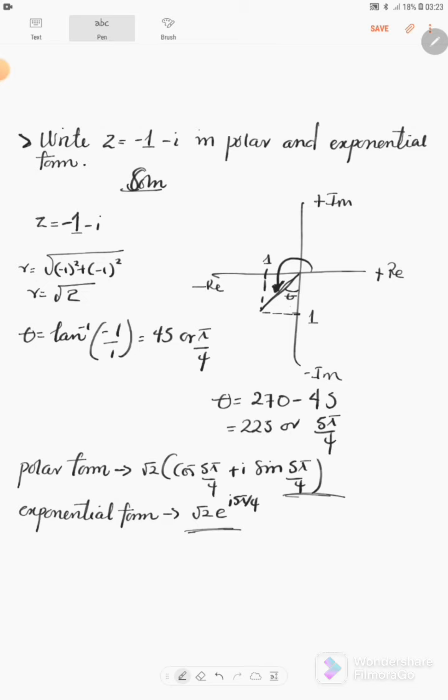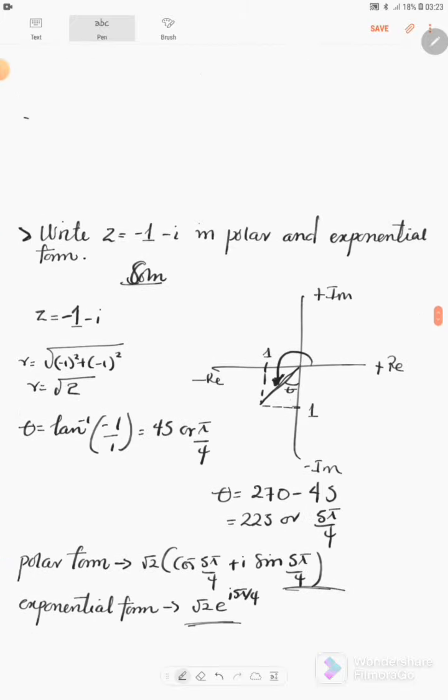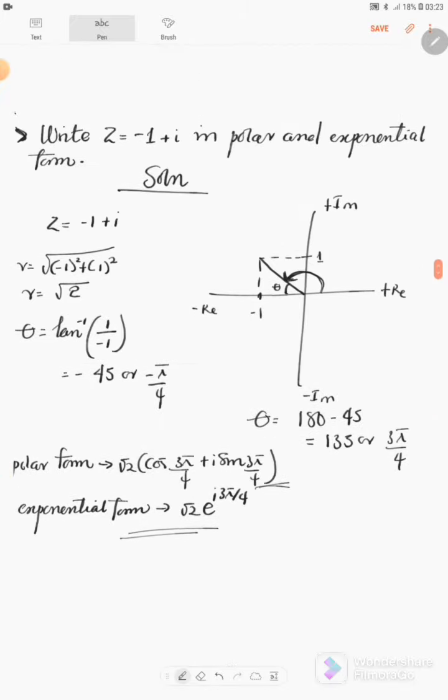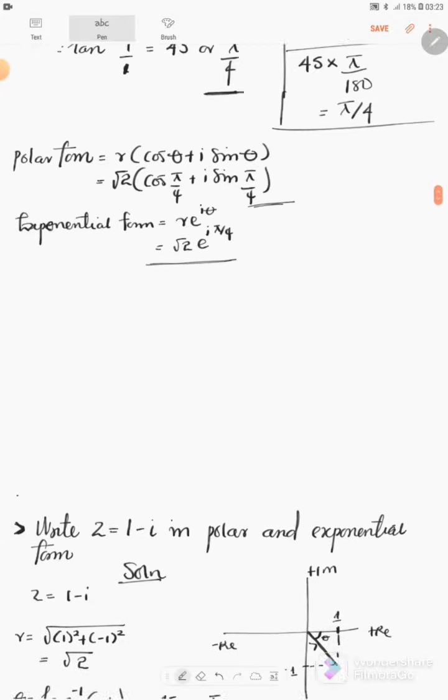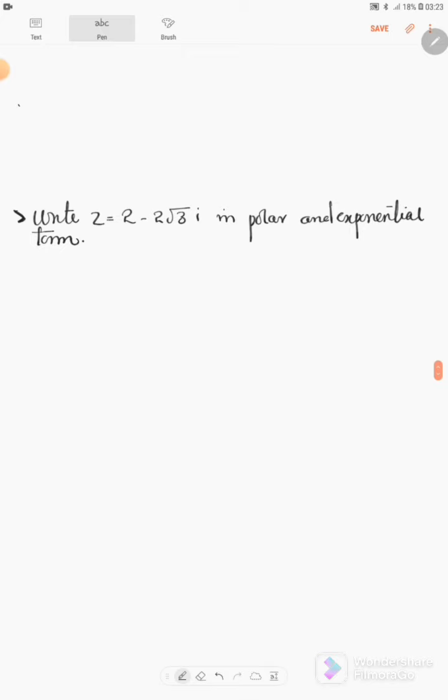Okay, moving on. We move to the fifth example. Now we are done with this trick of getting the real part as 1 and the imaginary part as 1. I guess this trick has been broken. Okay, we have z equals 2 minus 2 root 3i. Let's look at it together. Solution. Question is z equals 2 minus 2 root 3i.